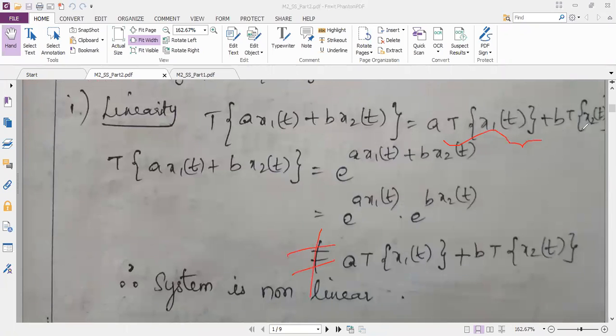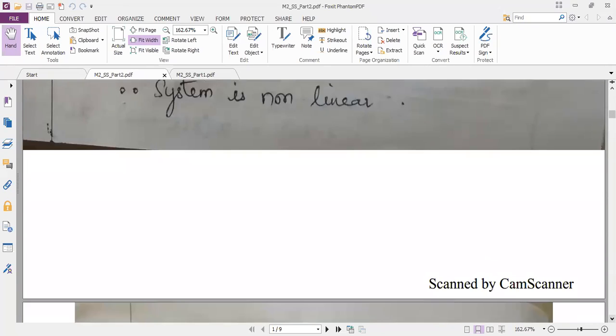My right hand side is this. My left hand side is this. My left hand side is here, but it is not following equal to operation. It is following not equal to operation. A into T of x1 of t plus b into T of x2 of t, since here it is a product term. So my conclusion is system is non-linear. Can you people follow? Anybody reply? Yes, ma'am. So if we solve 2 to 3 problems, you yourself will easily do it. Okay. First problem you may feel little difficult.